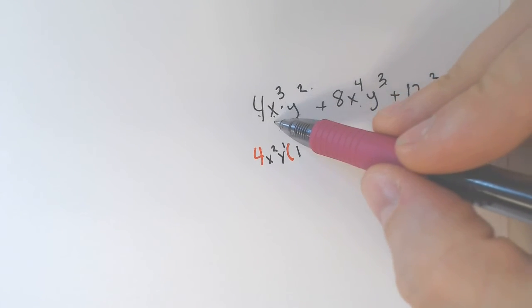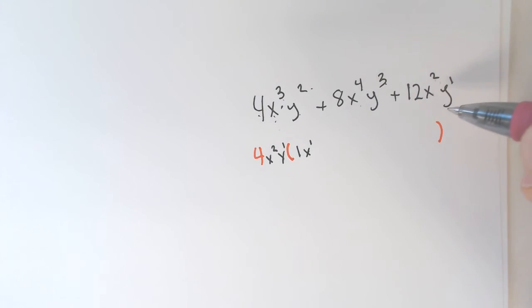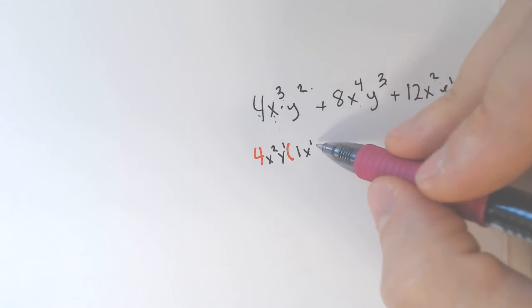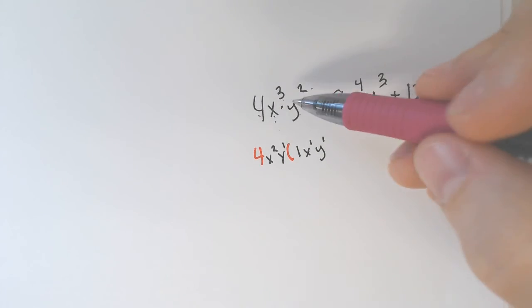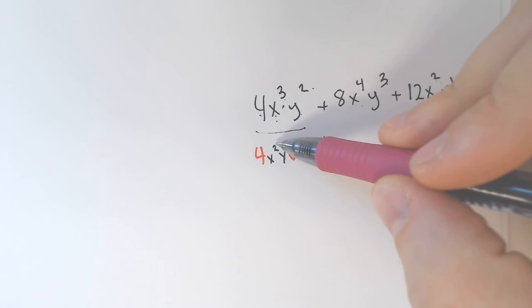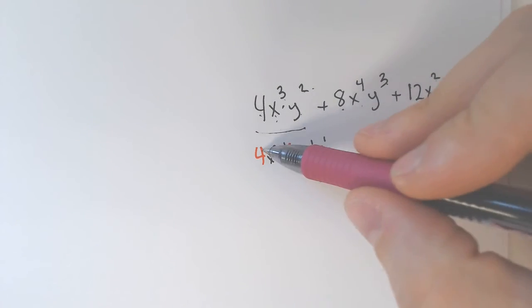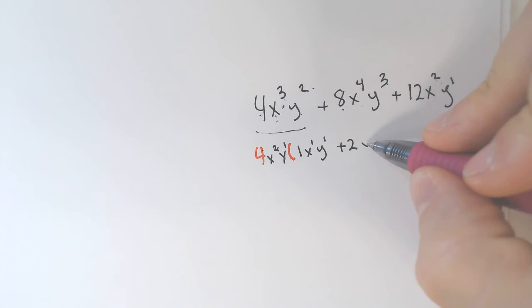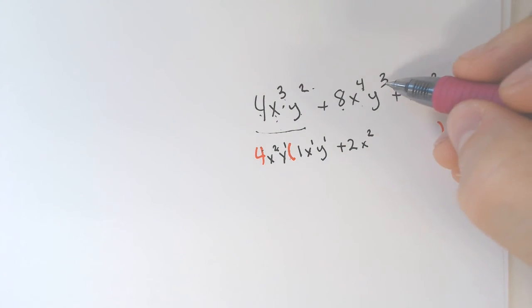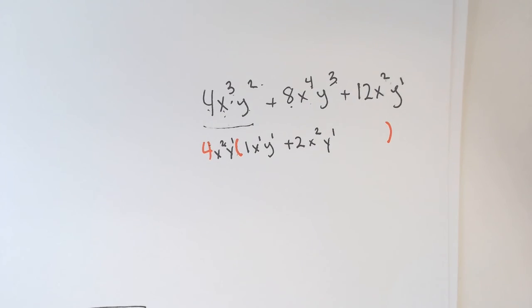X to the third, if I take away 2 of the exponents, I have an x to the first power. Y squared, if I take away 1 of the y's, I would have a y to the first power. So I was looking here, and then I was looking at my x squared and my y. 8 divided by 4 is 2. Take away 2 of my x's, I have an x squared. Take away 1 of these y's, I would have a y to the first power.